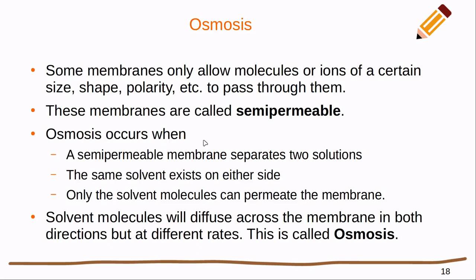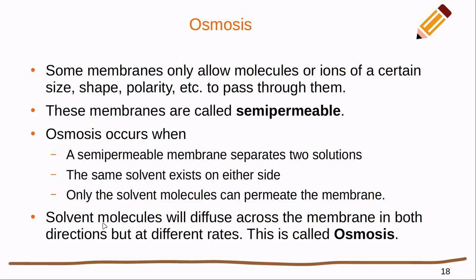Osmosis occurs when we set up three specific conditions. We have a semi-permeable membrane separating two solutions, or a solution and a pure solvent. The same solvent exists on either side. Only the solvent molecules can permeate the membrane. The solute molecules cannot permeate the membrane. So we only can have the transition of solvent across this membrane.